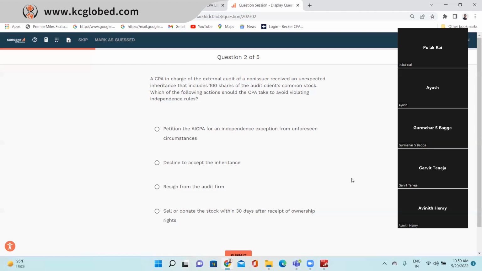The first one is petition. Avneet, you're saying? I think sell or donate the stock within 30 days after receipt of the ownership right. Okay. The options: resign from the audit firm, decline to accept the inheritance, or petition the AICPA for an independence exception from unforeseen circumstances. So Avneet is saying D.